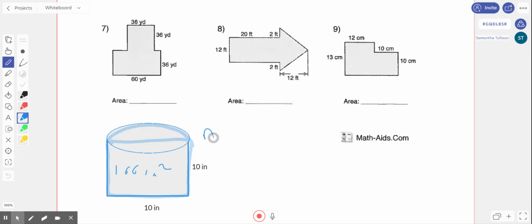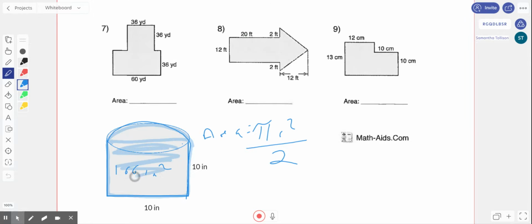Area of our circle, if you remember, is pi r squared. But because this is only a semicircle that is part of this object, we're going to divide this by 2 because it's not taking into account the entire circle. The other part of the circle is included with our square. So we are going to divide the area of a circle by 2.